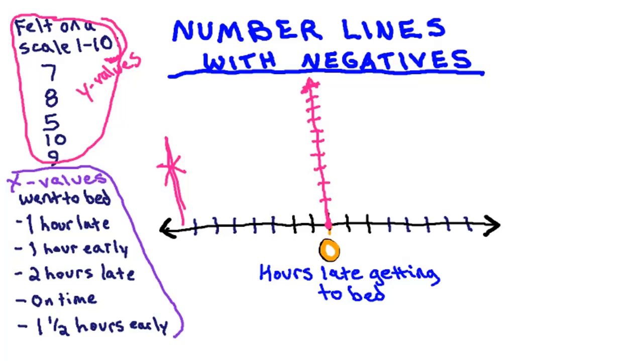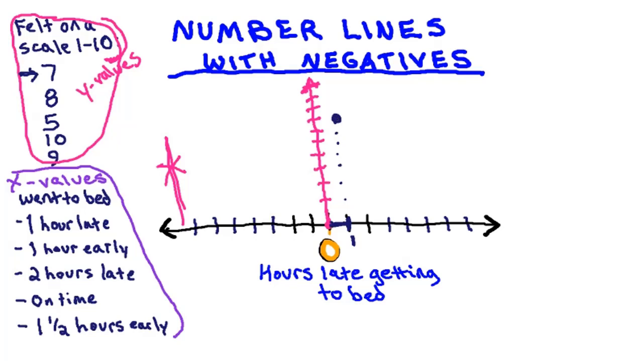So the first night, on a Sunday night, you went to bed 1 hour late. You're going to go over from the 0 into the positive numbers on the x-axis. And here's the 1. And you went to bed 1 hour late, so you're going to be on this 1 marker on the x-axis. And you reported that you felt about a 7 on a scale of 1 to 10. So we're going to count up 1, 2, 3, 4, 5, 6, 7, and that's where we're going to put our dot.